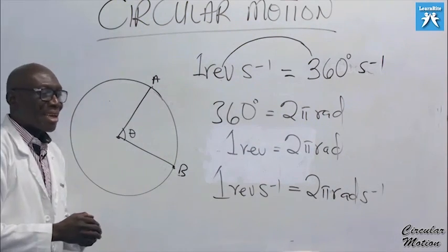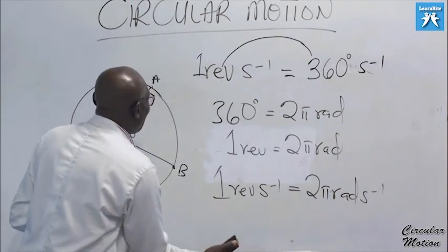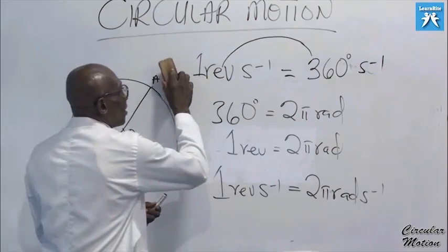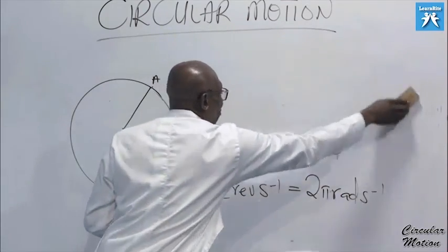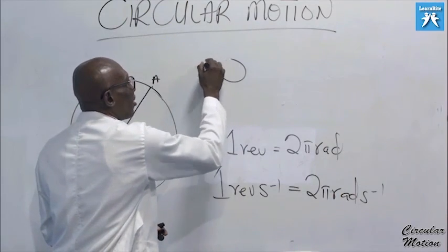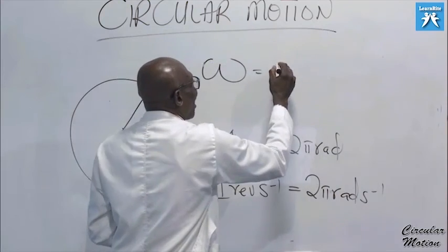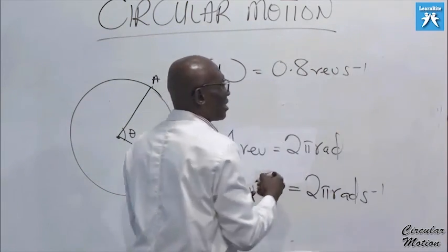As simple as that. So let's see, if for instance you have been given that a body moving along a circle, performing circular motion, has an angular velocity of 0.8 revolution per second.